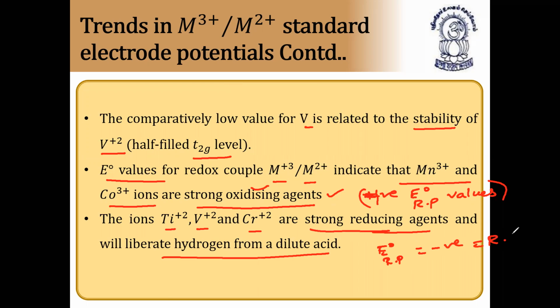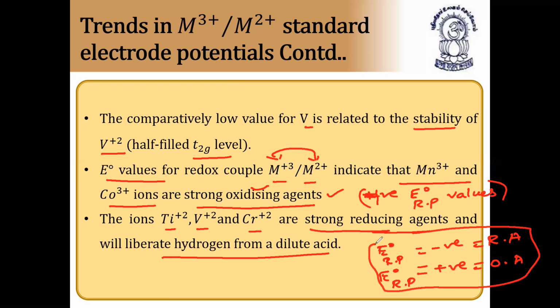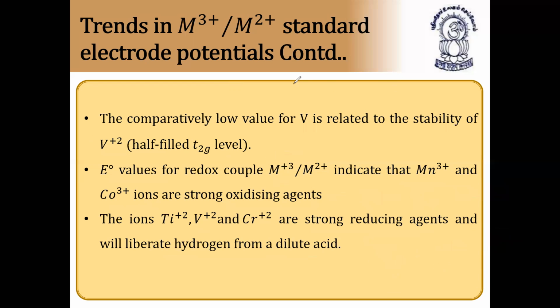they are reducing agents. If E° of reduction potential, that is electrode potential of reduction potential only, I'm telling you, because M+3 to M+2 is reduction, a decrease in oxidation number. So if they have positive values, then they are considered as oxidizing agents. So these two points you have to remember on the whole.